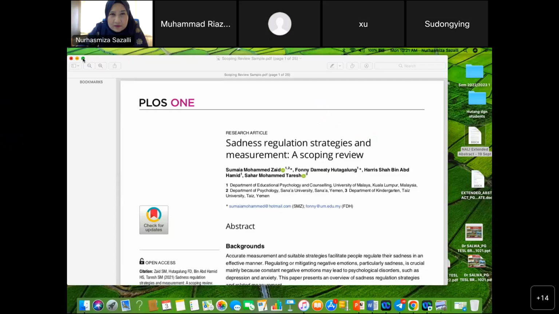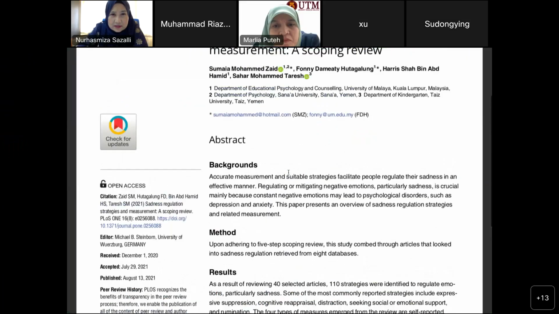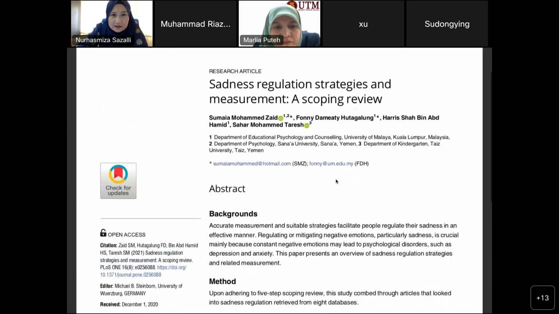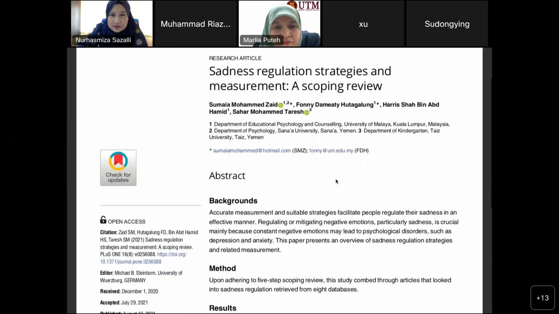Like this one. Yeah. So this is actually the title of the article: Sadness Regulation Strategies and Measurement, a Scoping Review. Okay, let's look at the abstract. Accurate measurement and suitable strategies facilitate people to regulate their sadness. This paper presents an overview of sadness regulation strategies and related measurement.